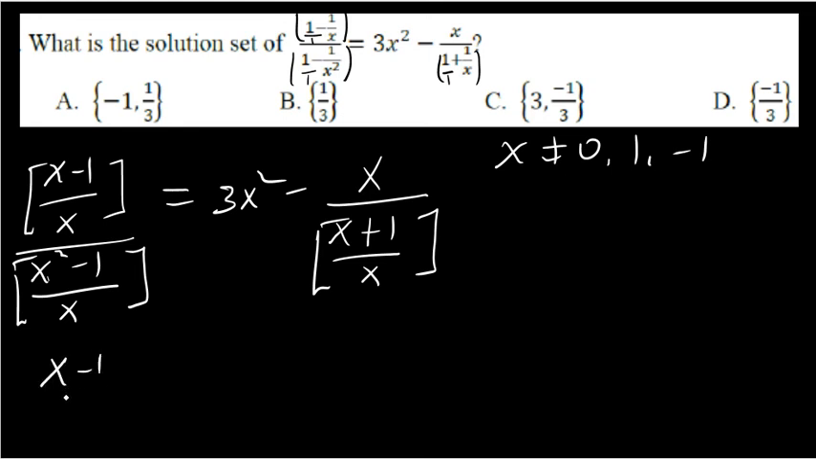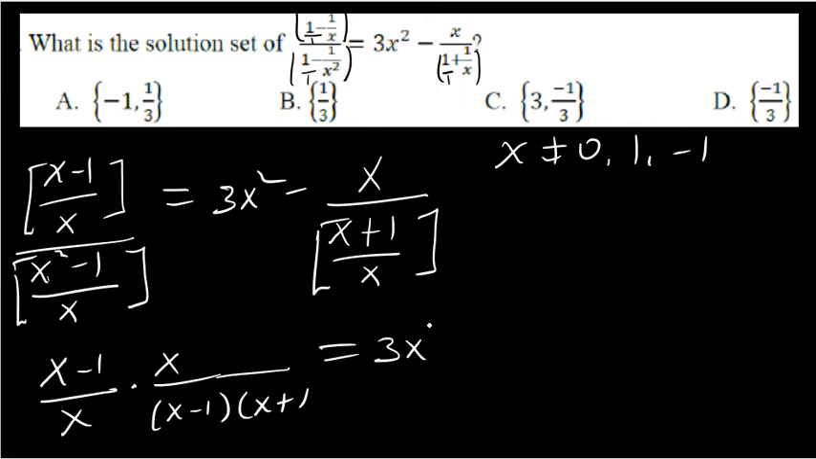It will be (x minus 1) over x times, okay, this one will be flipped, x over (x square minus 1), which is the same as (x minus 1) and (x plus 1). We can factorize, is equal to 3x square minus x times x over x plus 1. What did I do here? I flipped this one. So here cancel x minus 1.